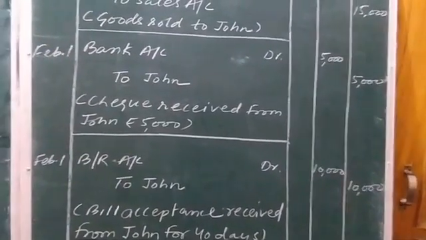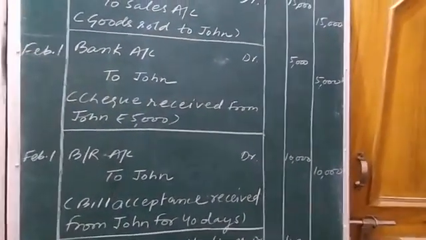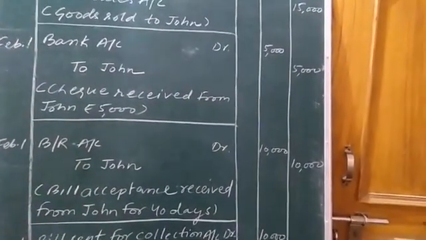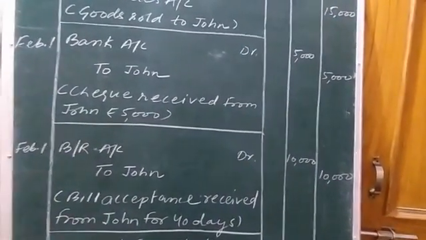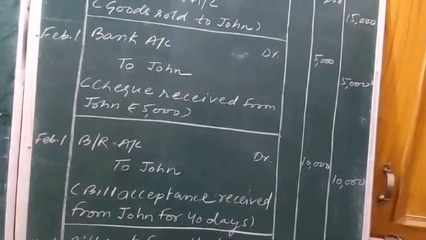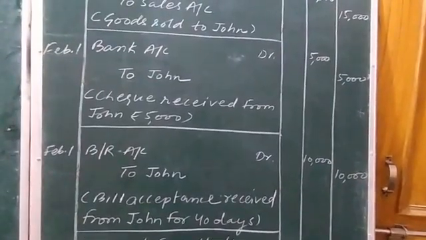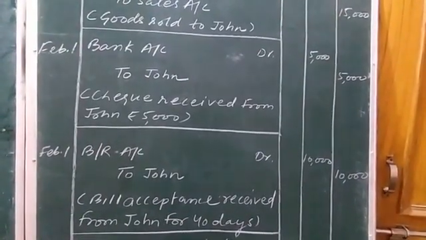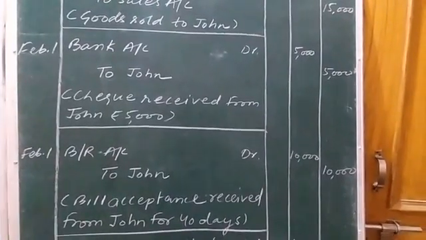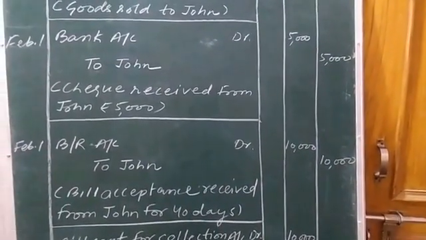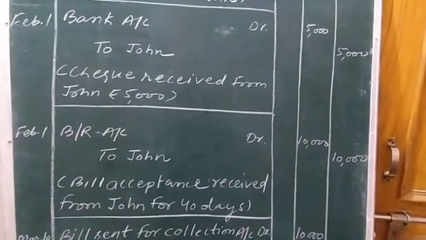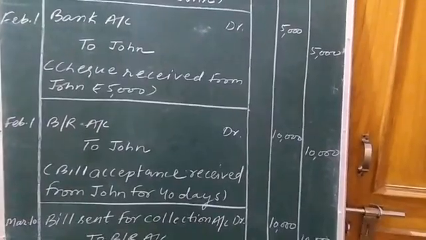Okay, so here the asset bill receivable is increasing and will be shown on the debit side. The place of John is occupied by bill receivable, so John, that is the debtor, will decrease, and as per the rules of debit and credit, it is shown on the credit side. Hence I have shown John on the credit side.